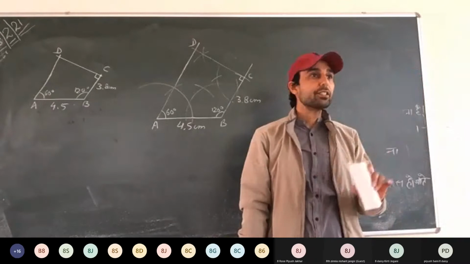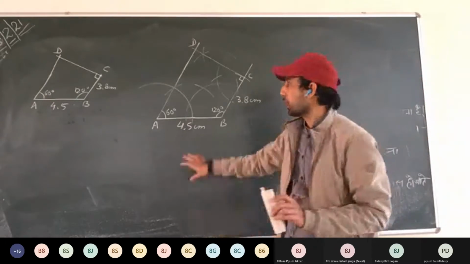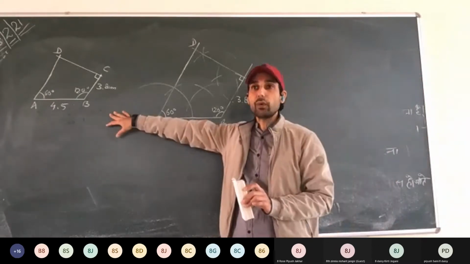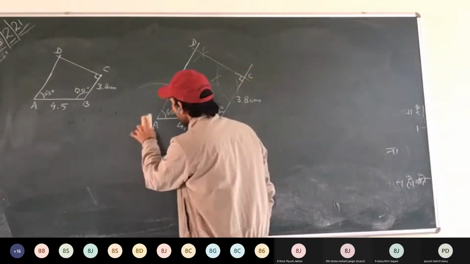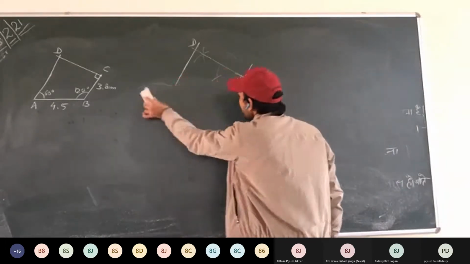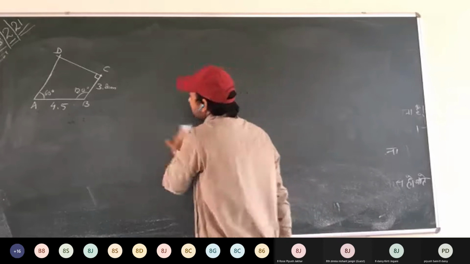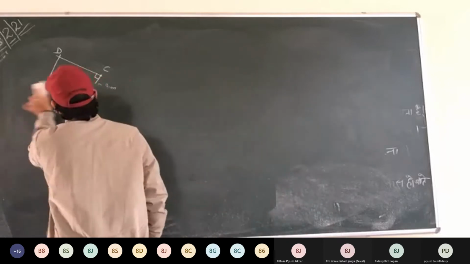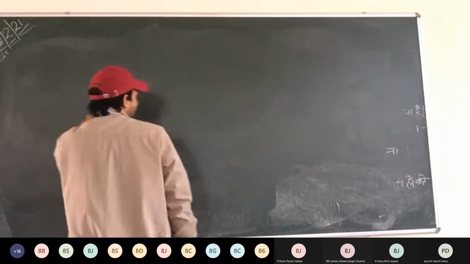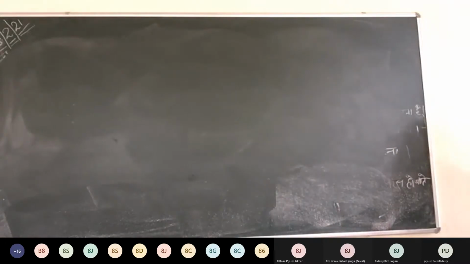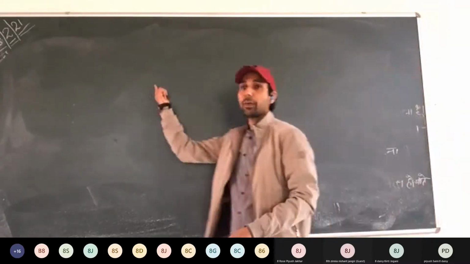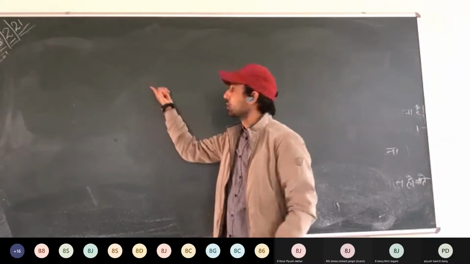And now we'll be starting constructing parallelogram. Parallelogram is a kind of quadrilateral. So if in a quadrilateral opposite sides are equal, then it becomes a parallelogram. Or if opposite sides are parallel, two pairs of opposite sides are parallel.